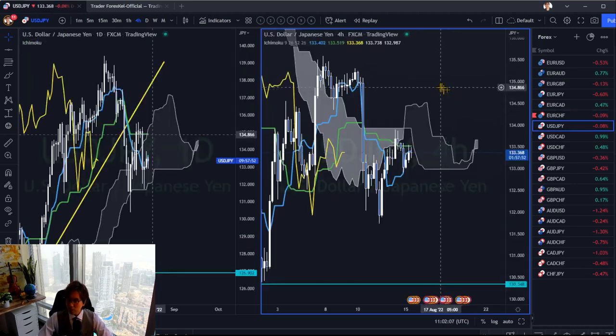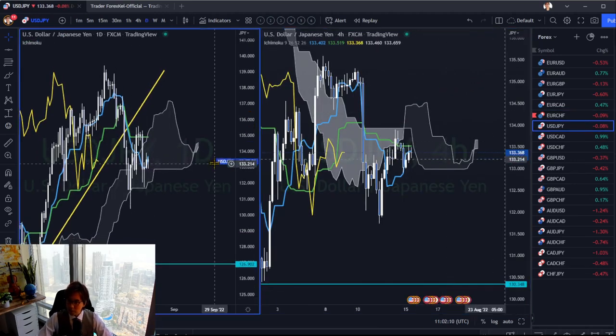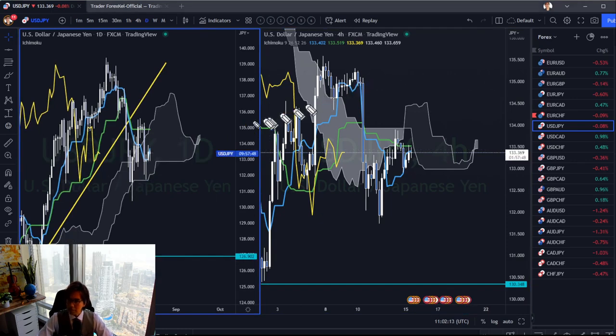USDJPY. So for the USDJPY, what do you see on these two time frames? Kumo is up on the daily time frame, but the Kumo is too small, right?